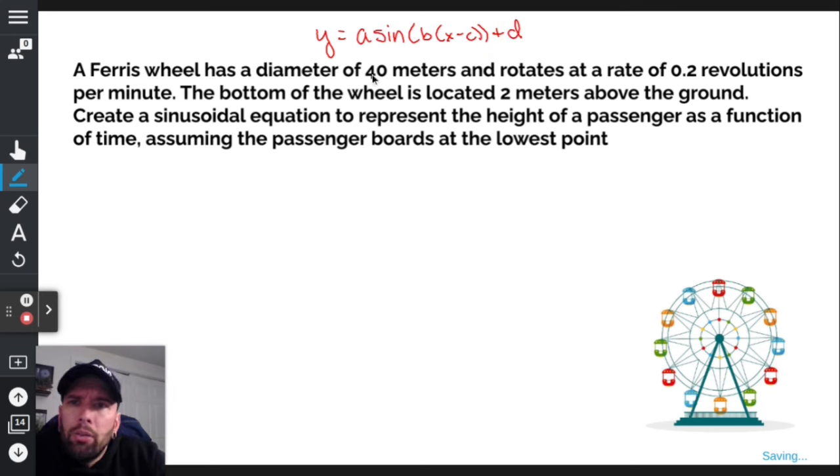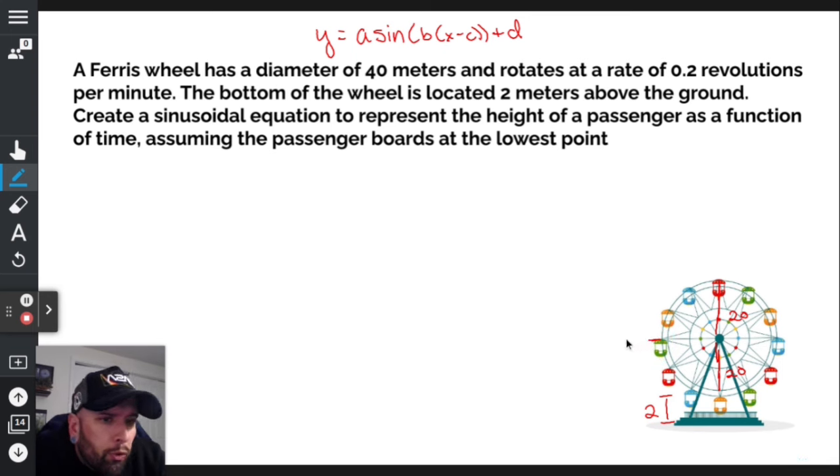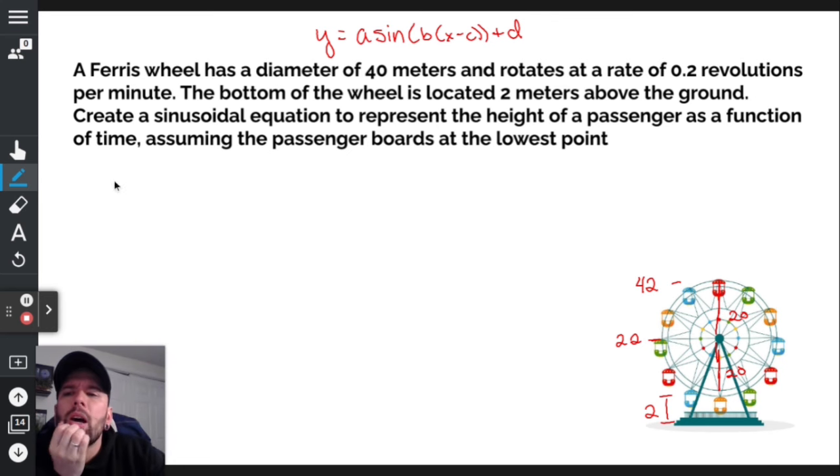All right. Diameter is 40 meters, which means the radius is 20. You are at its lowest 2 meters off the ground, which means it has a midline of 22, the Taylor Swift special, and then it peaks out at 42, the Jackie Robinson special. So I have that going for me. So this is what I know. I know my amplitude is going to be 20.